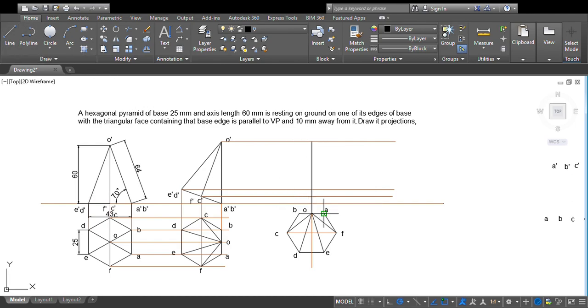Draw projection lines from this point to the corresponding line here. Okay, corresponding projection line there. All these points to the corresponding projection lines, you can get all the 6 points from here to here. Now just connect these by straight lines.